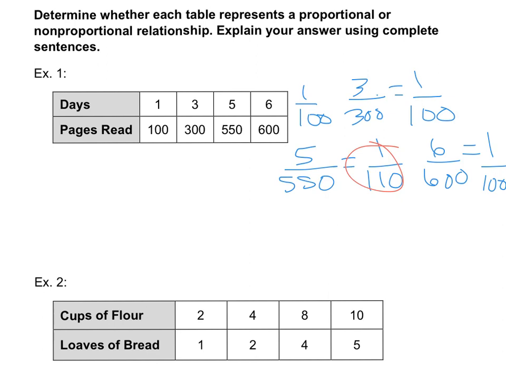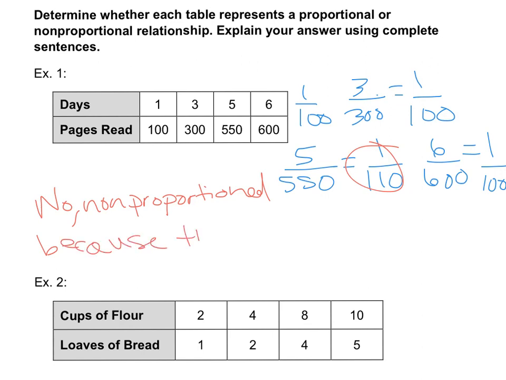So our answer in this case is no, non-proportional, because there is no constant. There's no consistency. One of the values changes from 1 over 100 to 1 over 110.